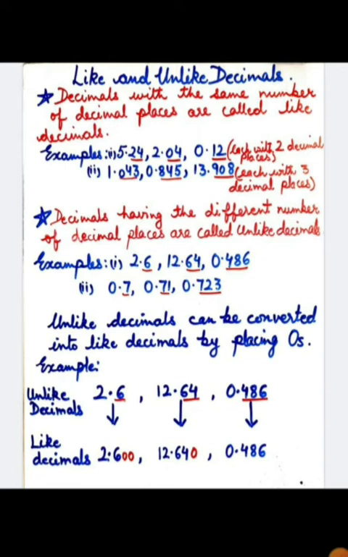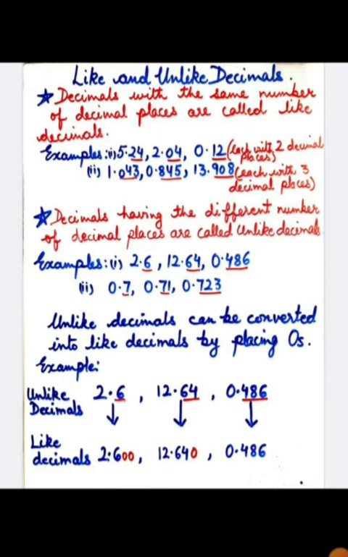Now, what are unlike decimals? Decimals having a different number of decimal places are called unlike decimals. In the first example, the given numbers are 2.6. In 2.6, you have 1 decimal place after the decimal. And in the second number 12.64, you have 2 places after the decimal, that is 6 and 4. And the third number 0.486 has 3 decimal places after the decimal.